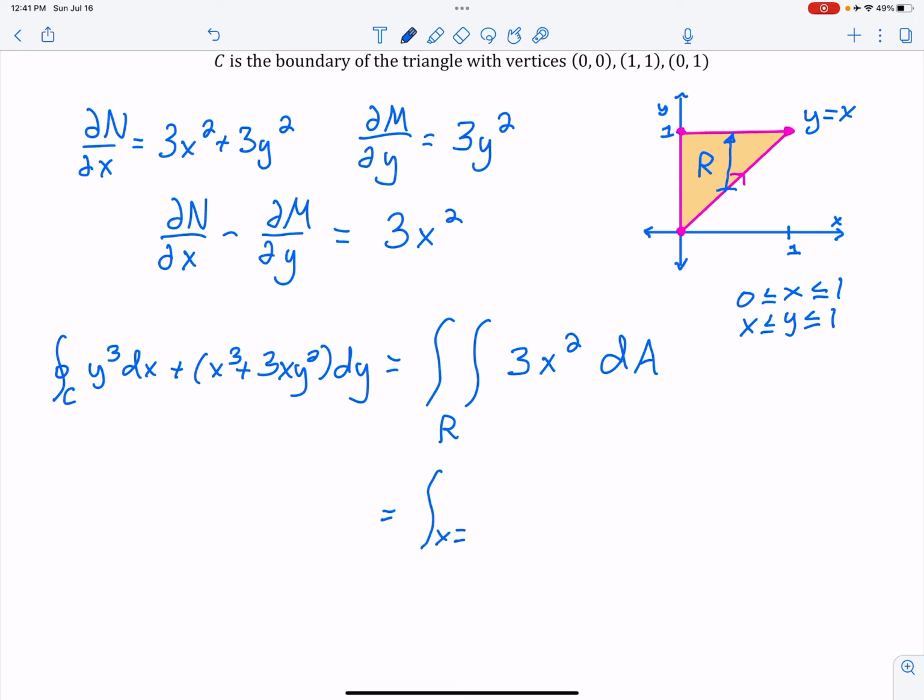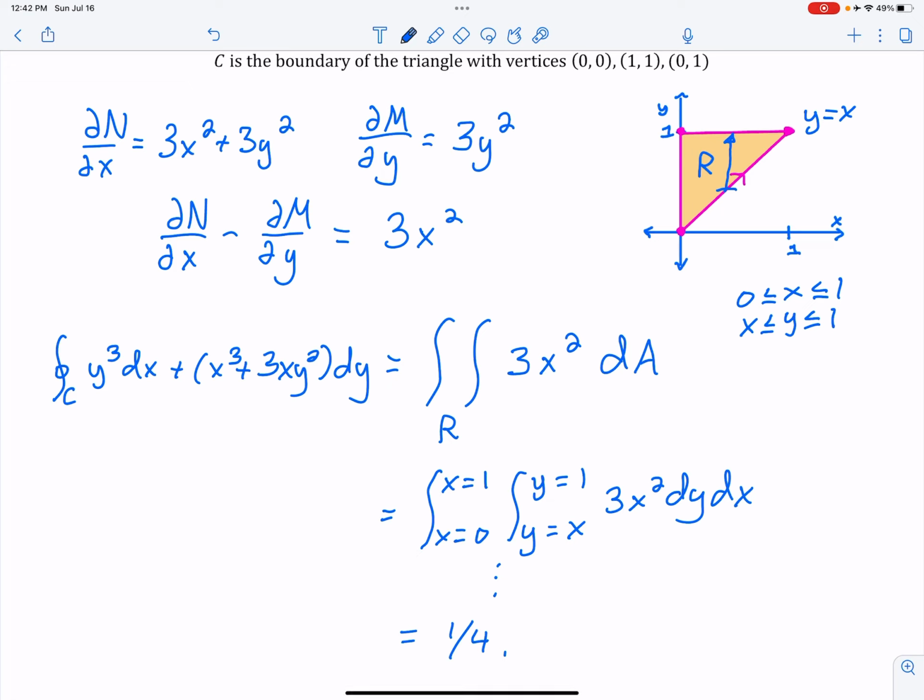Okay, 0 and 1. And then we go from y equals x to y equals 1. And then we put 3x squared in here. And we got to make sure our bounds are right, dy dx. And with some work, we'll find that the answer is a pretty 1/4.